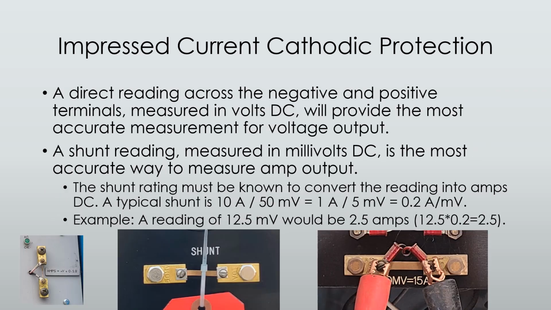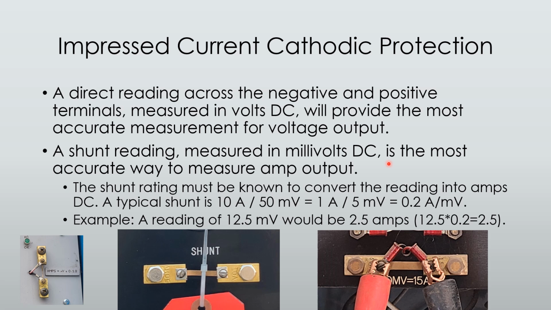To get the most accurate readings off of a rectifier, a direct reading across the negative and positive terminals measured in volts DC will provide the most accurate measurement for voltage output. And I was just talking about, on the other slide, a shunt reading. This is measured in millivolts DC. Notice we have a difference: millivolts and volts, two different settings on your multimeter. This will be the most accurate way to measure your amp output.